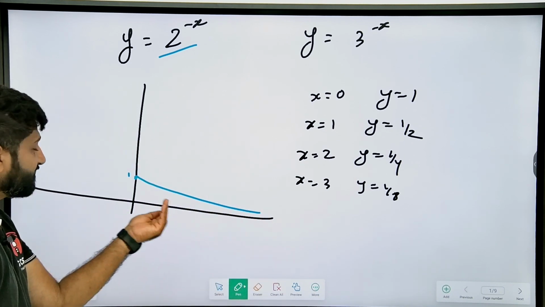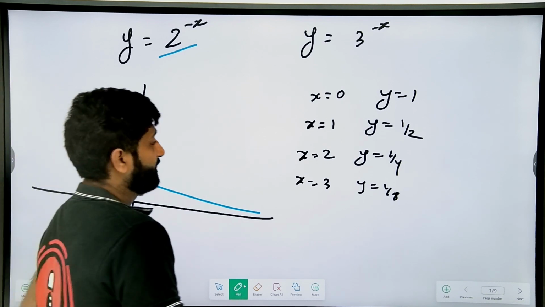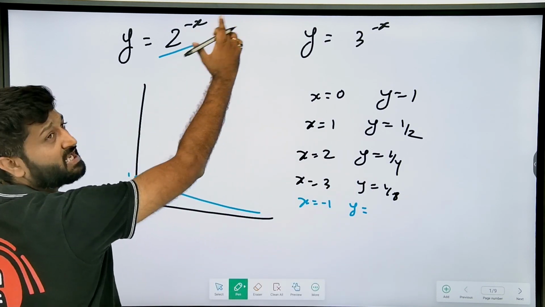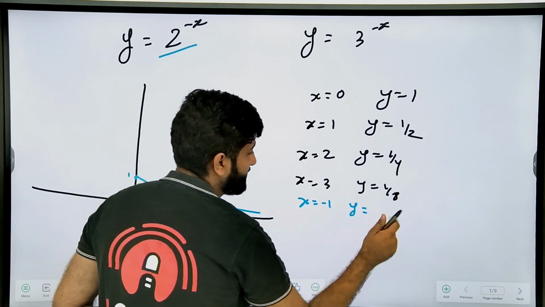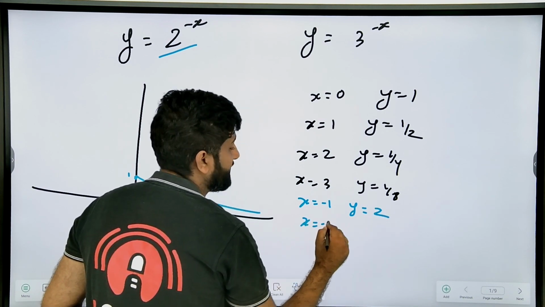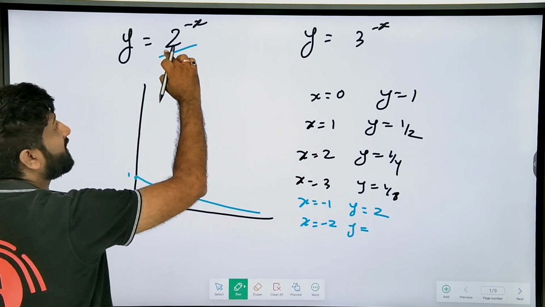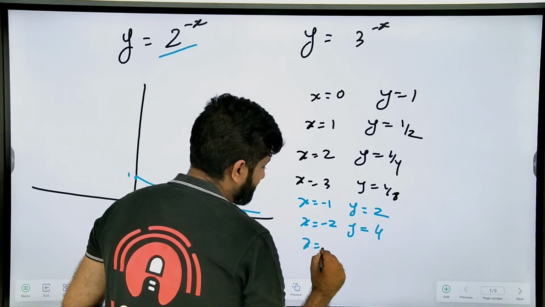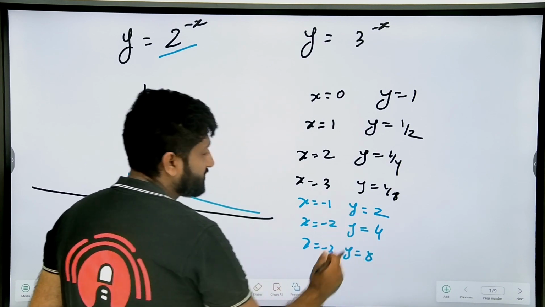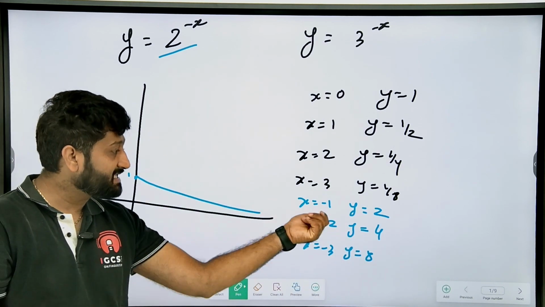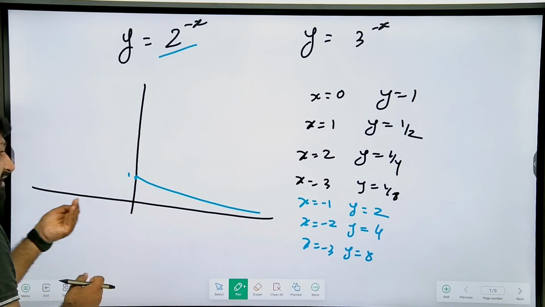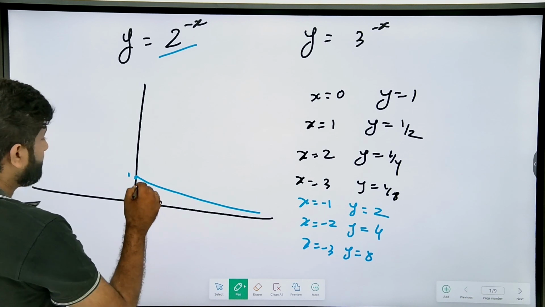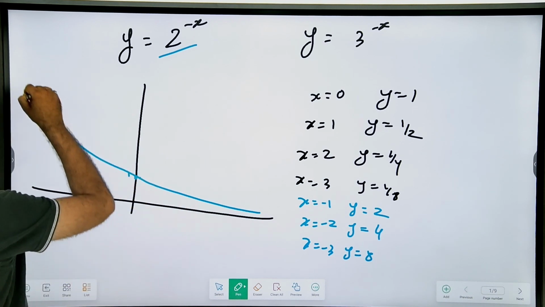And what will happen if I place negative values of x? When x is negative 1, y will be 2 power minus of minus 1, that is plus 1. So y is going to be 2. When x is negative 2, y is going to be 2 power minus of minus 2, that is plus 2, so 4. When x is minus 3, y is going to be 8, and so on. So as you are increasing the value in the negative direction of x, the values of y are also increasing. So the graph is going to look somewhat like this.